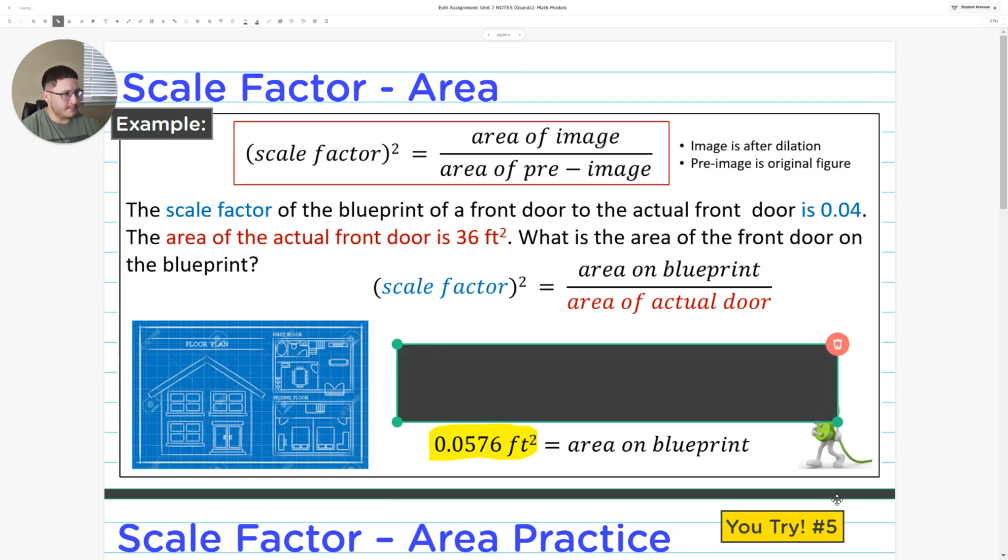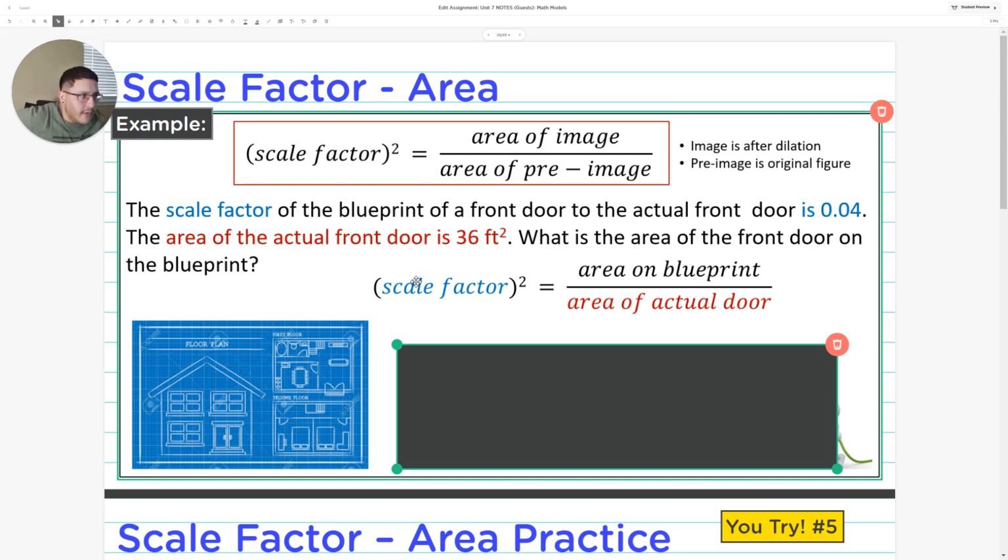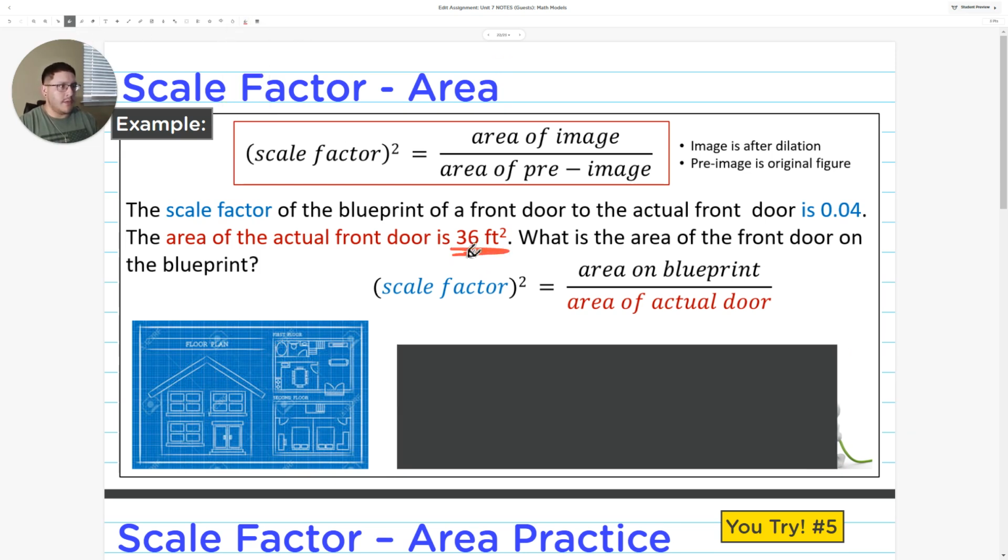So here's the formula. Scale factor, which is being squared, is equal to the area on the blueprint, which is the image, over the area of the actual door, which is the pre-image, the original. We want to know what it'll be on the blueprint. So the blueprint is our goal. That is the image we're trying to get. The original is 36 feet squared. We know the scale factor is 0.04.